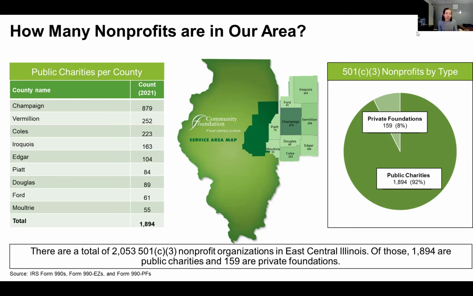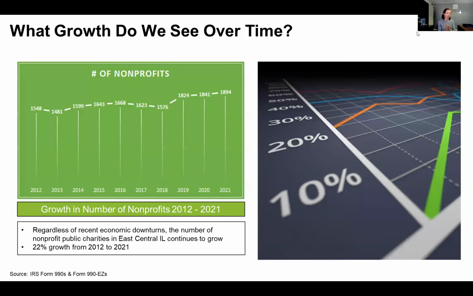Over on the left, you can see, if you're interested in a breakdown of the count of public charities by county, Champaign County, not surprisingly, has the most with 879, followed by Vermilion, and then Coles County. So this will just give you a sense of, I think, the main takeaway here. There are a lot of nonprofits in our area, and I think it's helpful to know who is doing what as you, as board members, are helping to oversee the mission of your nonprofit organization.